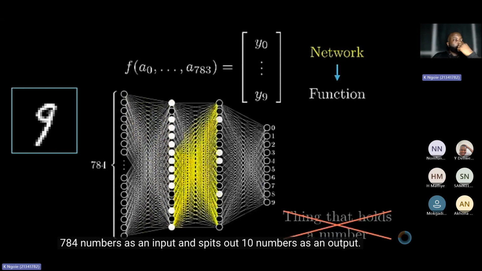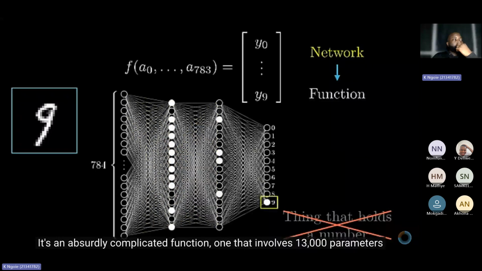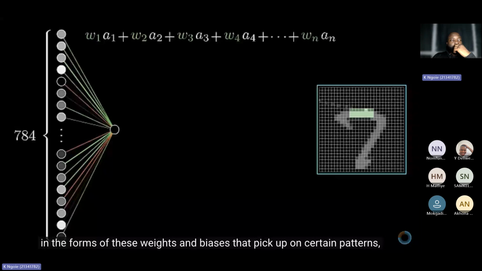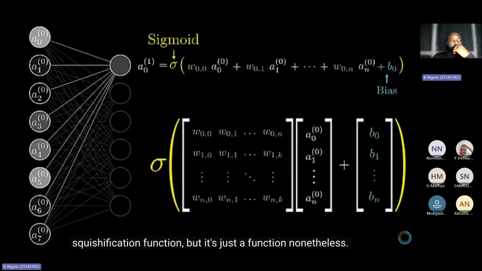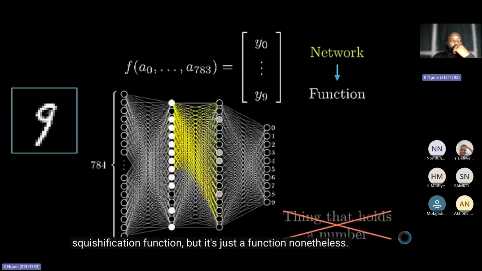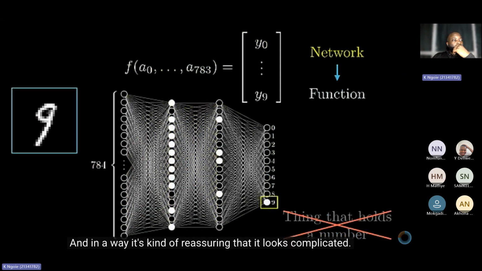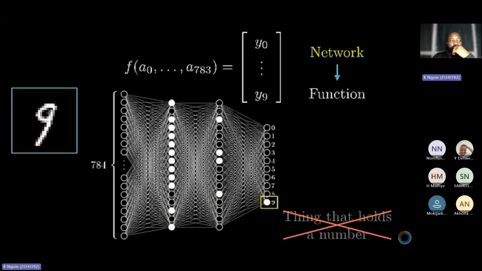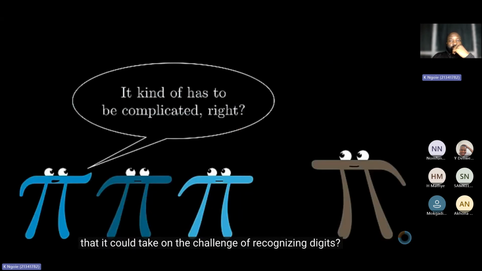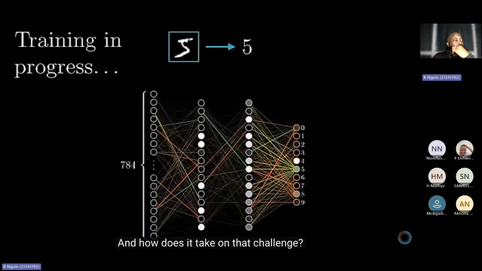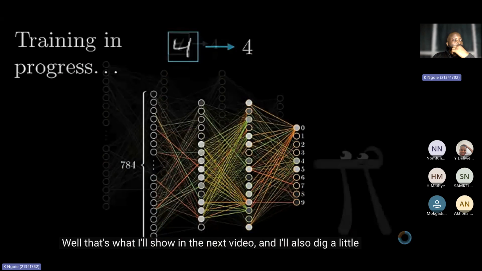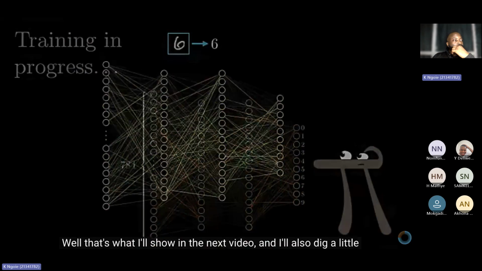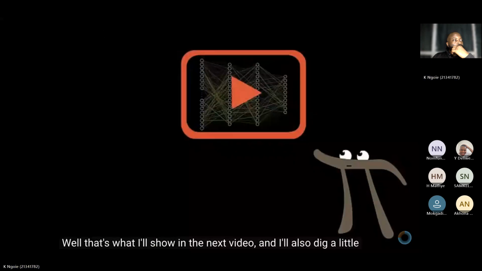It's an absurdly complicated function, one that involves 13,000 parameters in the forms of these weights and biases that pick up on certain patterns, and which involves iterating many matrix vector products and the sigmoid squishification function. But it's just a function nonetheless. And in a way, it's kind of reassuring that it looks complicated. I mean, if it were any simpler, what hope would we have that it could take on the challenge of recognizing digits? And how does it take on that challenge? How does this network learn the appropriate weights and biases just by looking at data? Well, that's what I'll show in the next video. And I'll also dig a little more into what this particular network we're seeing is really doing.